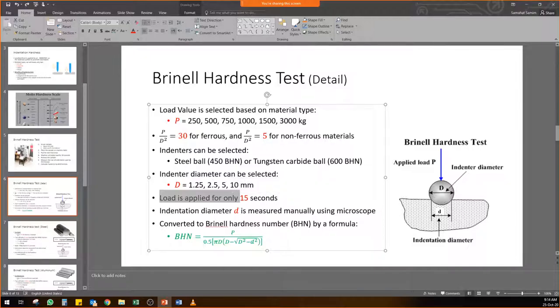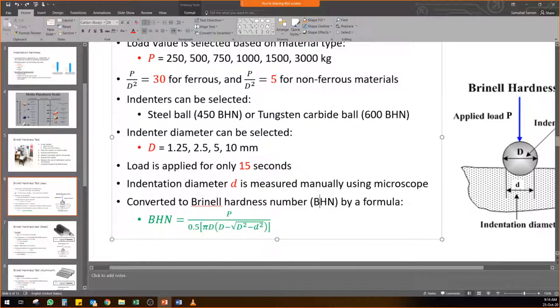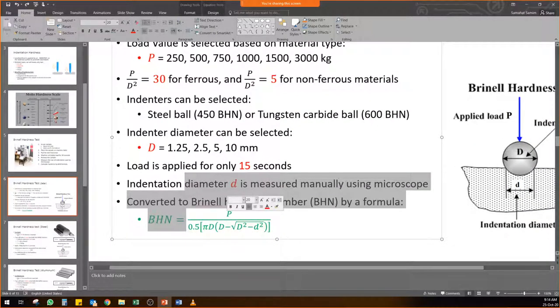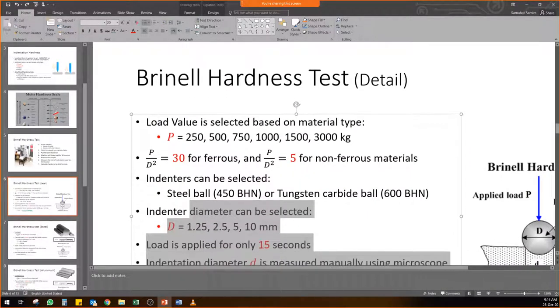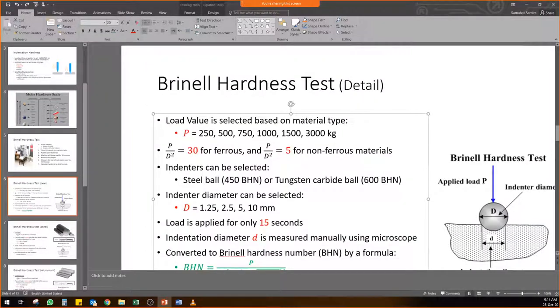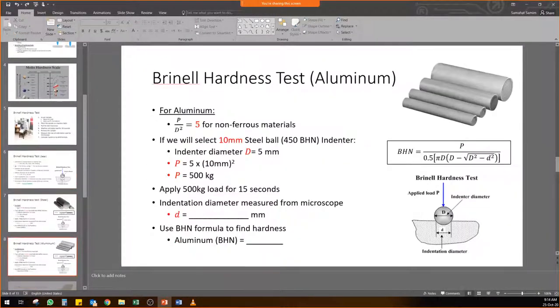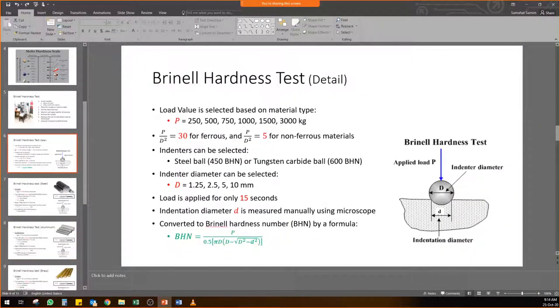Then the indentation diameter is measured by microscope manually, and then it is converted to Brinell hardness number, BHN, by a formula which is this one. The formula is also very simple and straightforward. It is the load which you will apply divided by half pi capital D, where D is the indenter diameter, times the square root of D squared minus d squared, where d is the indentation diameter.